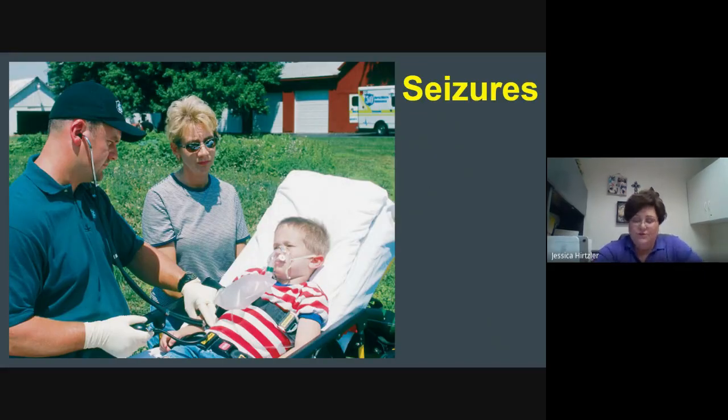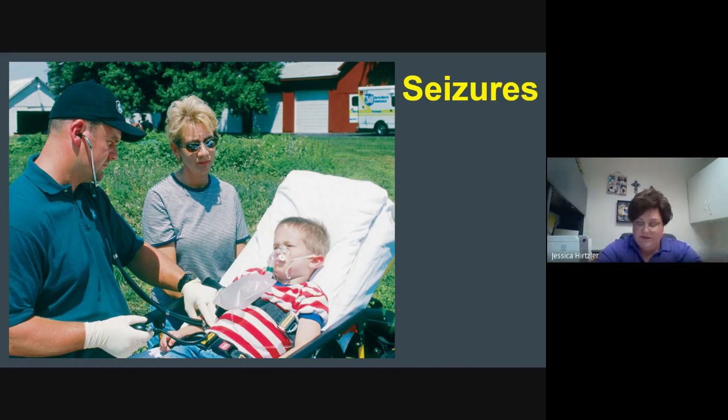Seizures in children, the most common cause of seizure is fever, okay? But seizures can also be caused by epilepsy or head injuries, meningitis, oxygen deficiencies, overdoses, even electrolyte abnormalities, brain tumors, and hypoglycemia, okay?